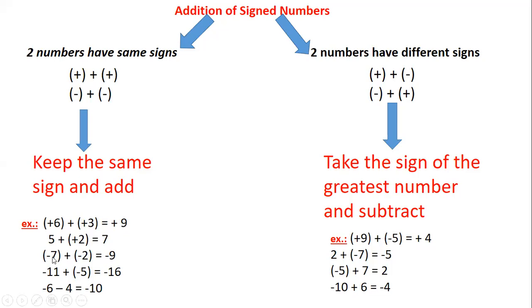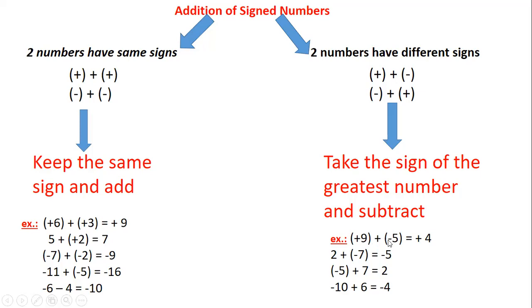Here I am adding a negative with a negative. It stays negative and we add 7 plus 2 is 9. Now, we might be adding two numbers that have different signs. I might be adding a positive number with a negative number or a negative number with a positive number. In this case, if we are adding different signs, we take the sign of the greatest number and we subtract. I will give you an example.